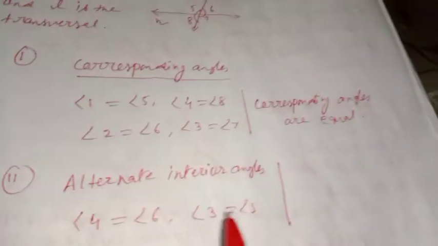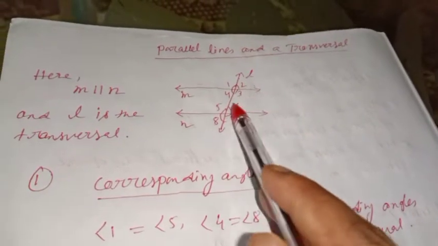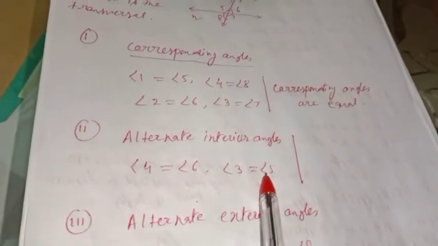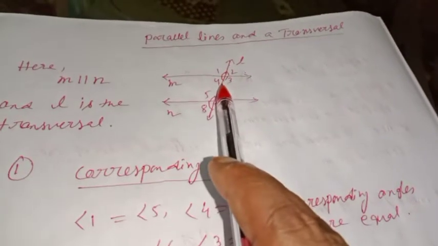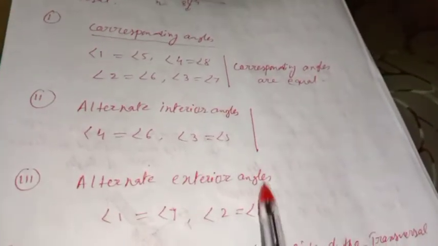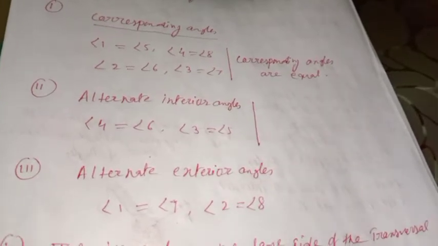Alternate interior angles: 4 and 6, 3 and 5. They are called alternate interior angles, and alternate interior angles are equal. That is why I wrote directly that 4 is equal to 6 and 3 is equal to 5. Clear? And alternate exterior angles: angles 2 and 8, and angles 1 and 7. Alternate exterior angles are also equal, meaning angle 1 is equal to angle 7 and angle 2 is equal to angle 8.